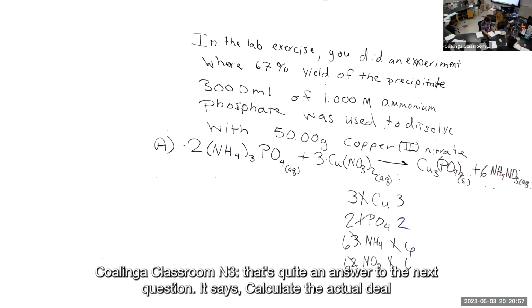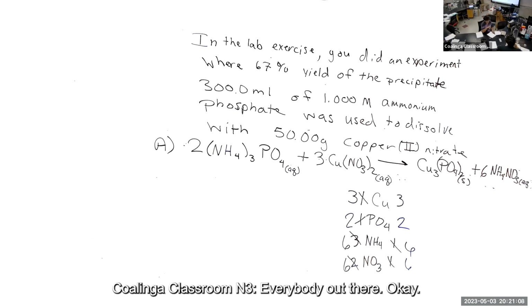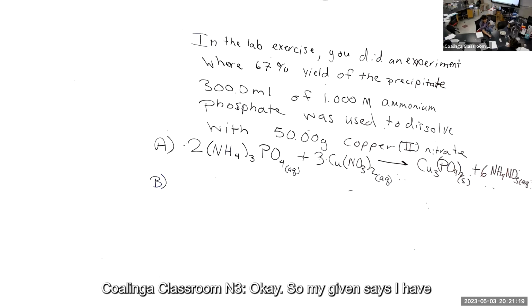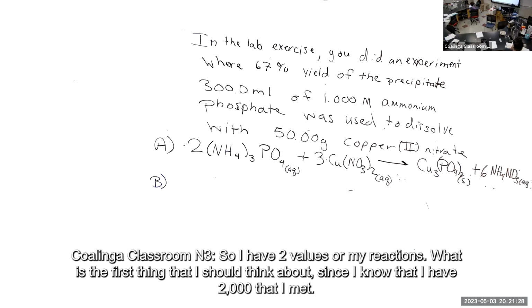let's try to answer the next part of the question. It says, calculate the actual yield of the reaction. Okay, actual yield. I'm going to erase these numbers. Everybody got them down? Good. Okay, so my given says that I have 2 values for my reactants. What is the first thing that I should think about, since I know that I have 2 values for my reactants?